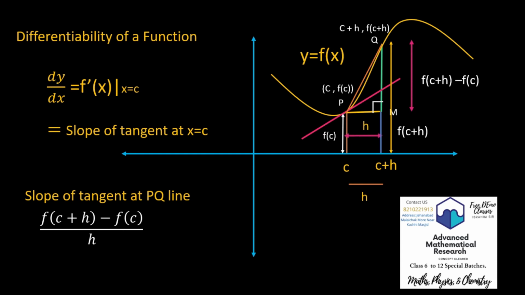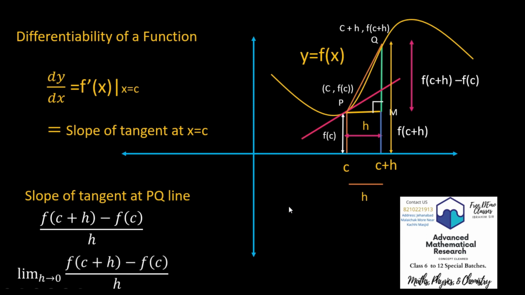Now under the limiting condition, assume that h is becoming smaller and smaller. As h becomes smaller, Q will start moving closer to point P. When h becomes smaller and smaller, and ultimately tends to 0, the point Q will become almost point P, and the slope of PQ will become the slope of this tangent line at P.